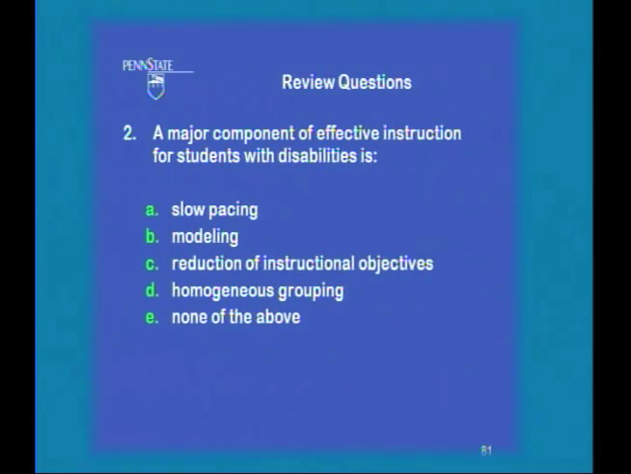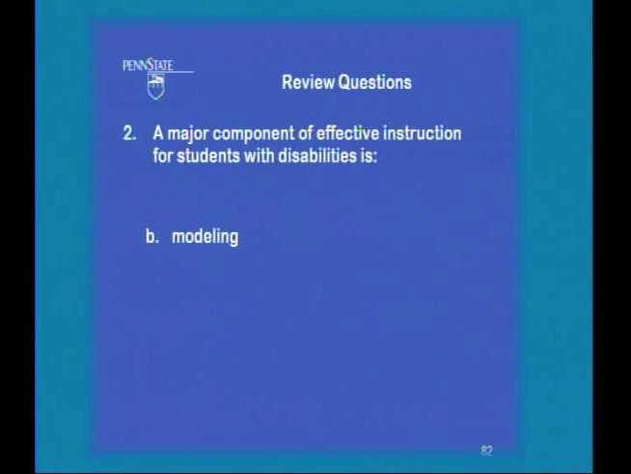A major component of effective instruction for students with disabilities is slow pacing, modeling, reduction of instructional objectives, homogeneous grouping, none of the above. The answer is modeling. Students do not always need to have slow pacing or a reduction of instructional objectives. And as much as possible, students with disabilities should be placed in heterogeneous groups. Modeling, however, is the most powerful instructional component for these students with disabilities.